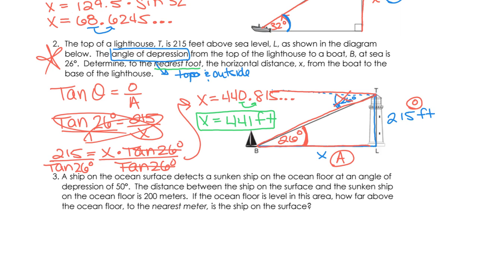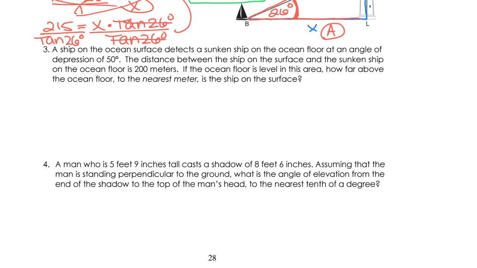All right, let's take a look at number 3. This one's a little bit tricky because there's no picture. It says a ship on the ocean surface. Here's my water, here's my ship. The ship on the ocean surface detects a sunken ship on the ocean floor. Let's say this is our ocean floor down here, and there's a ship down there. It can't detect it right straight below it. It's detecting it at an angle of depression of 50 degrees. So our sunken ship is somewhere over here, laying on the bottom.